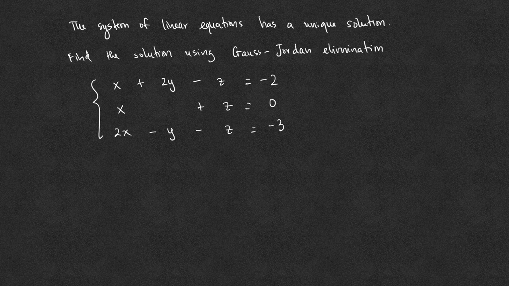So first, we would need to obtain an augmented matrix from this system of equations. The coefficient matrix is 1x, 2y, negative 1z. The second equation, 1x, 0y, 1z. And the third equation, 2x, negative 1y, negative 1z. We use the dots or a straight vertical line to separate the left and the right of the equal sign. The corresponding constants on the right hand side are negative 2, 0, negative 3.